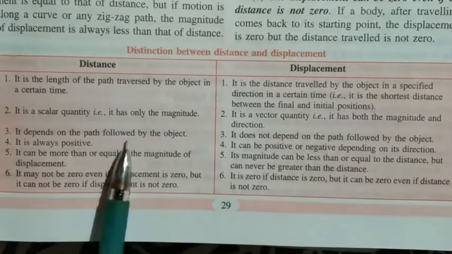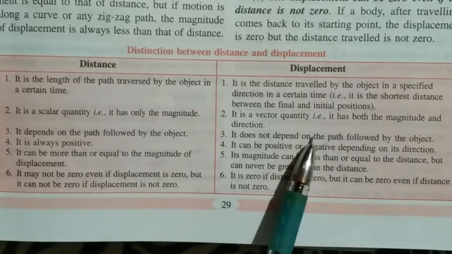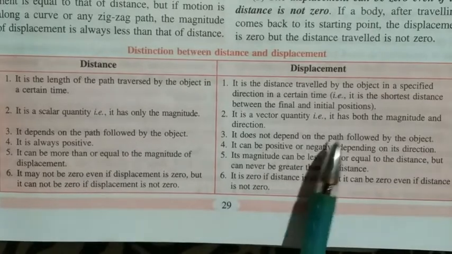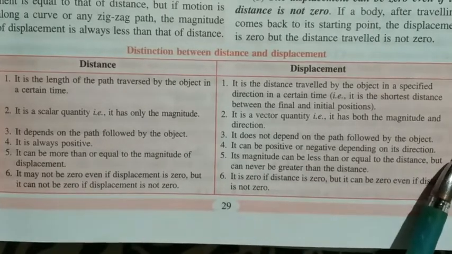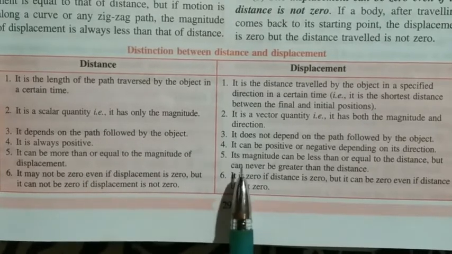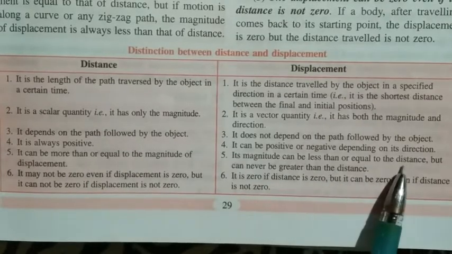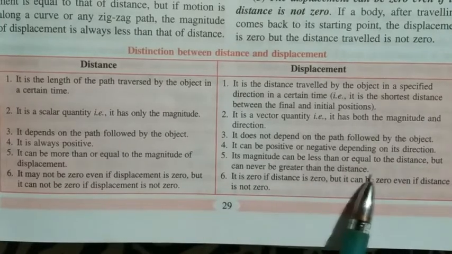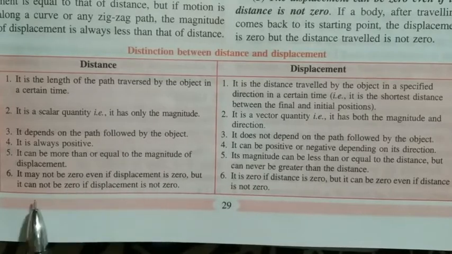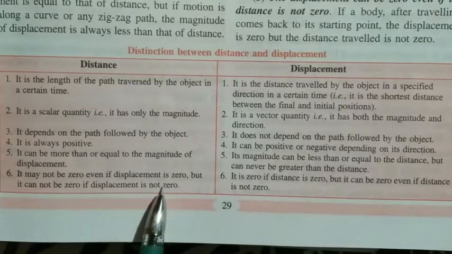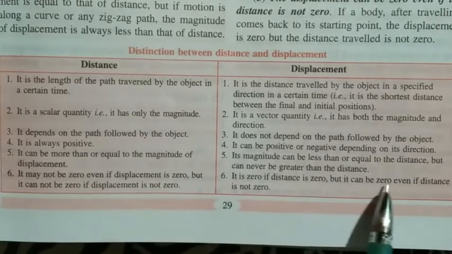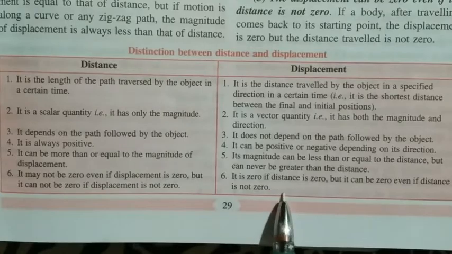Distance depends on the path followed by the object. Displacement does not depend on the path followed by the object. Distance is always positive. Displacement can be positive or negative depending on its direction. Distance can be more than or equal to the magnitude of displacement. The magnitude of displacement can be less than or equal to the distance, but can never be greater than the distance. Distance may not be zero even if displacement is zero, but it cannot be zero if displacement is not zero. Displacement is zero if distance is zero, but it can be zero even if distance is not zero.